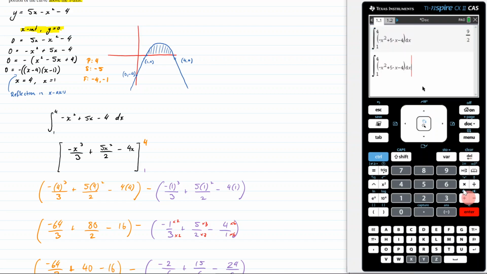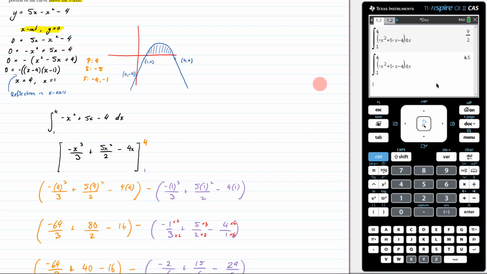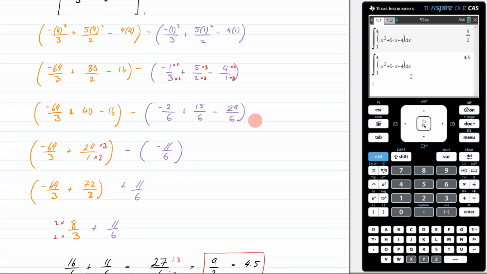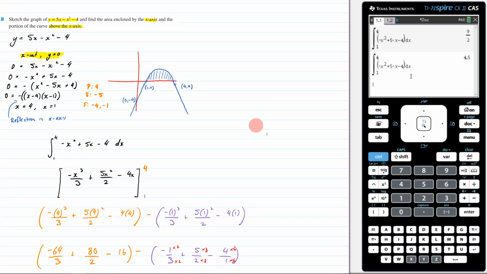Remember, if you wanted your answer as 4.5 instead of 9 on 2, you'd have to hit Control, then enter, then you get it as 4.5. I'm trying to think of anything else I could show you how to do here, but I think that's pretty much it. Make sure you're using your CAS efficiently. Make sure you're being careful with your calculations. Hopefully you found this video useful, and I'll see you in the next one.